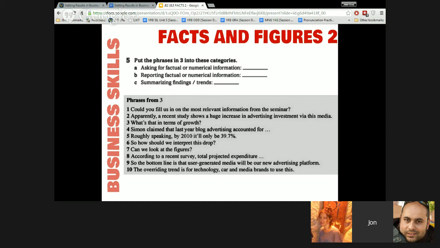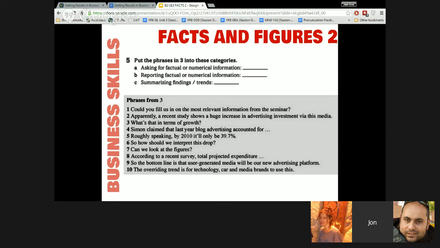A reporting. Exactly. So the idea here is when you categorize this, you put this in your memory in a way that you can use it easier later on. In other words, what choices do I have when I want to report something? Well, I can say apparently, right? In other words, I'm guessing or I'm speculating about what the report means, what the figures mean. Apparently, a recent study shows. Apparently, the report shows. Apparently, the report indicates. Okay, so that's good. So keep going.